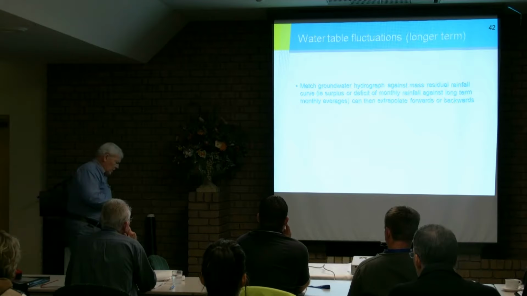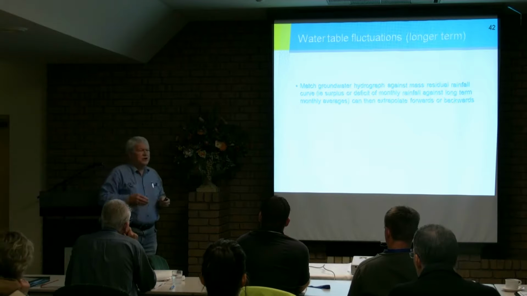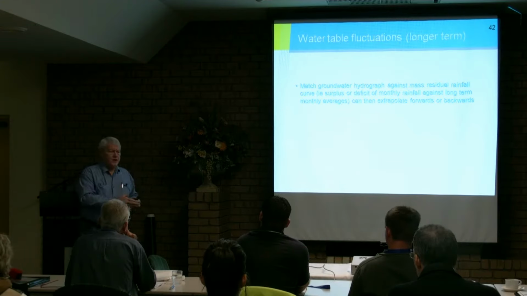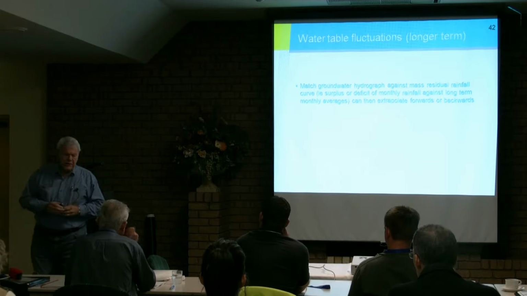Now, the idea of the rainfall residual mass curve is we take the rainfall events, and probably monthly rainfalls are the best ones to use. Daily rainfalls are far too short. Annual rainfalls mean nothing because of our climate in Australia. But monthly rainfall time period is pretty good.